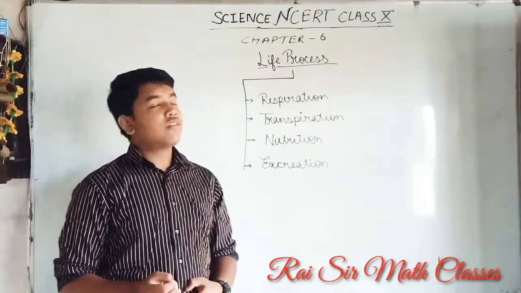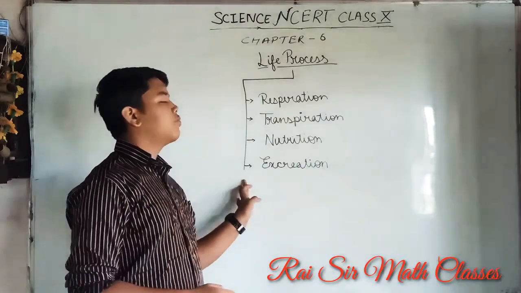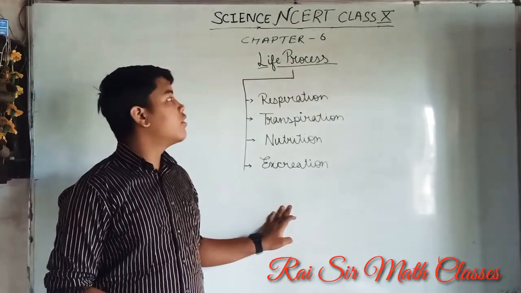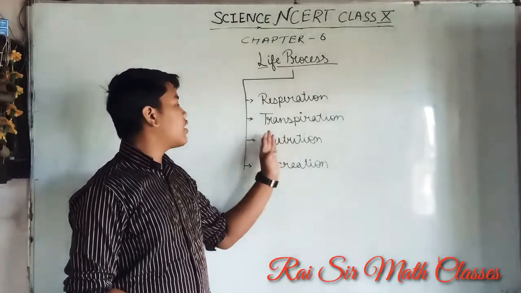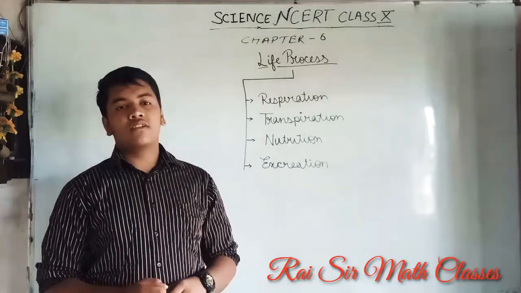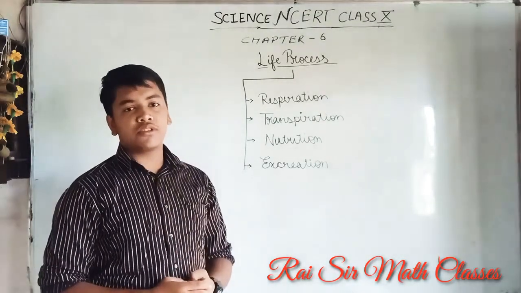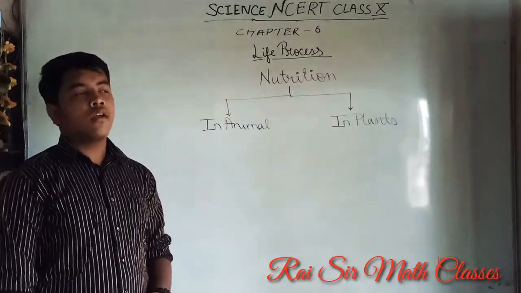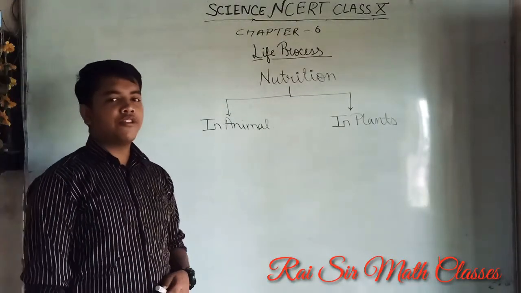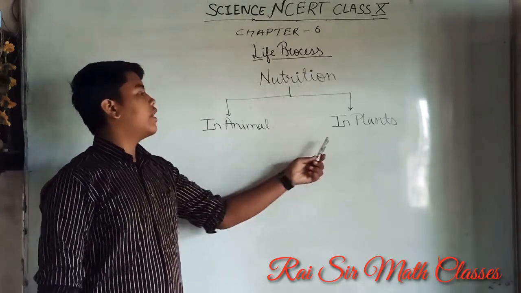So in this chapter on life processes, we have to discuss the four main processes of humans, that is respiration, transpiration, nutrition and excretion. Let's start with basic knowledge of all these processes. Now let's start with our first topic, that is nutrition. In the nutrition part, we are going to learn it in plants and in animals.